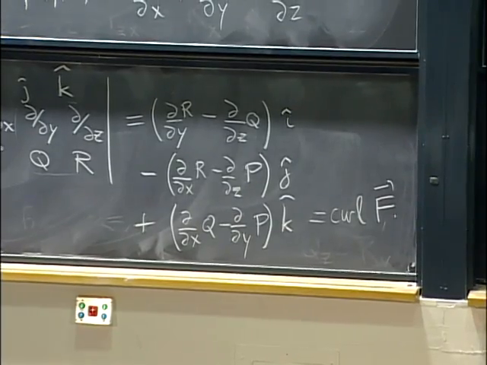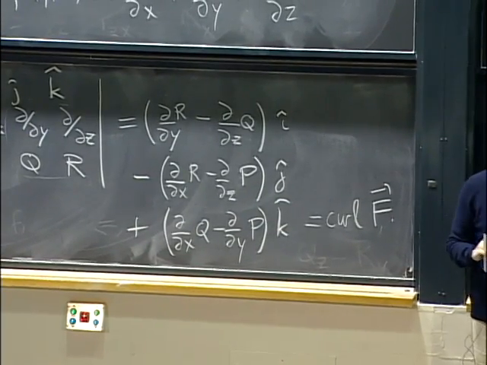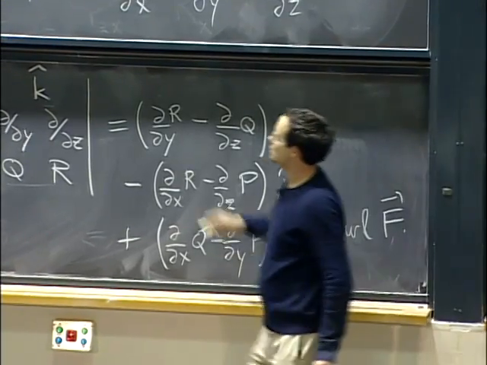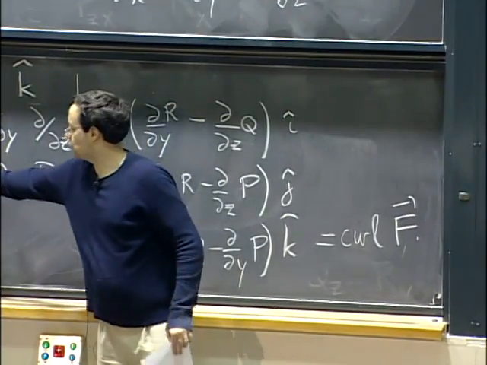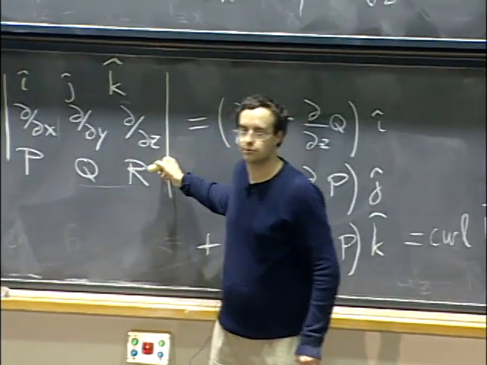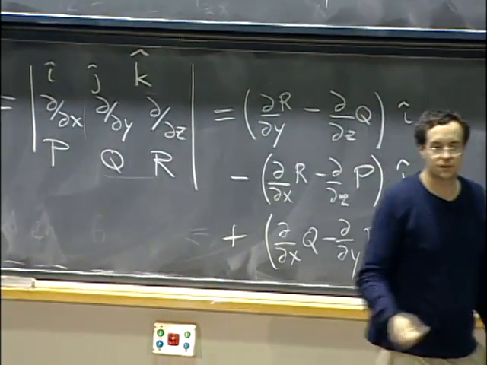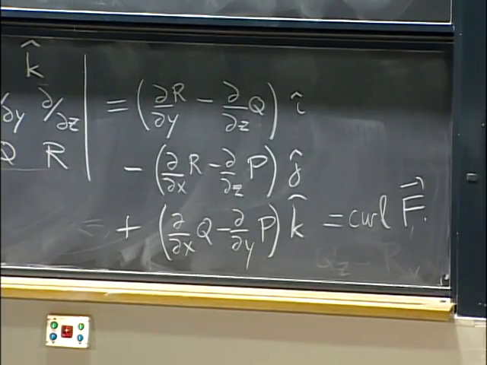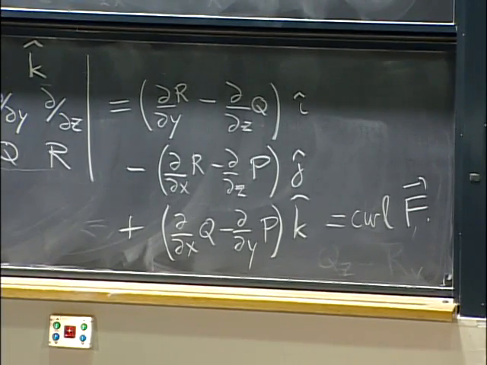Okay, so in practice, if you have to compute the curl of a vector field, don't try to remember this formula. Just set up this cross product with whatever formulas you have for the components of the field, and then compute it. Okay? Don't bother to try to remember the general formula. Just remember this.